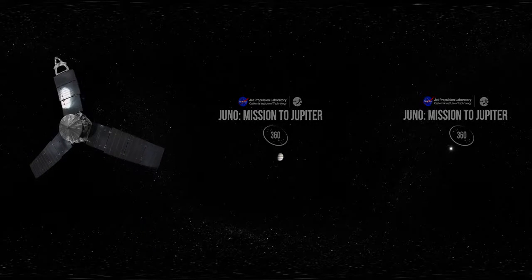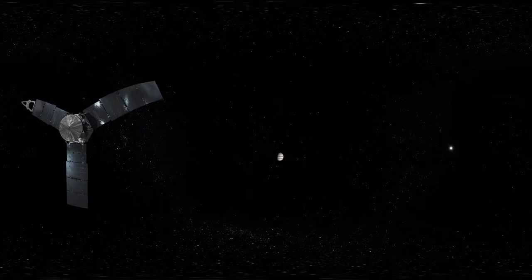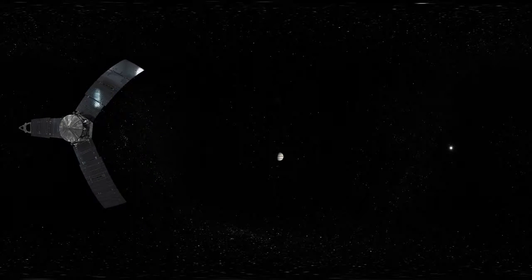Welcome to Jupiter, the largest planet in our solar system, 300 times more massive than Earth. If it doesn't look impressive from this distance, well, just wait. We're cruising with NASA's Juno spacecraft. Look around. You can find Jupiter, Juno, and the Sun.